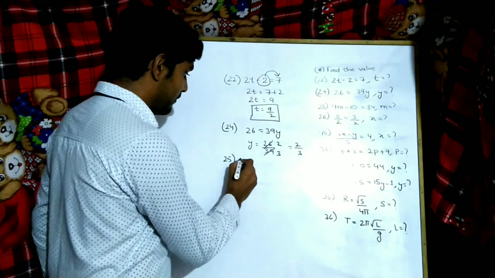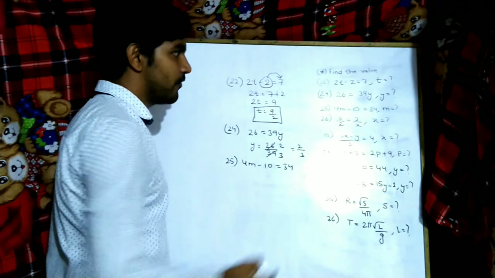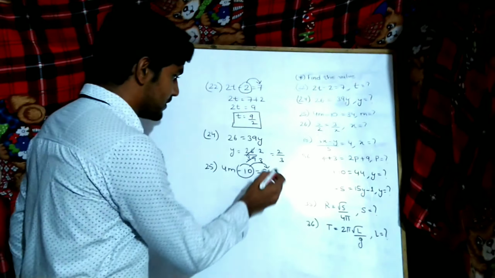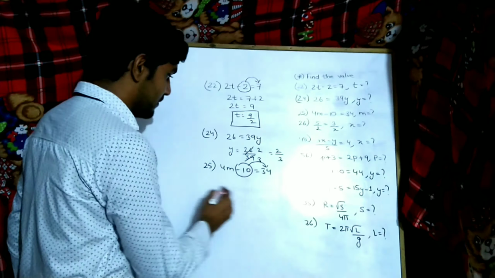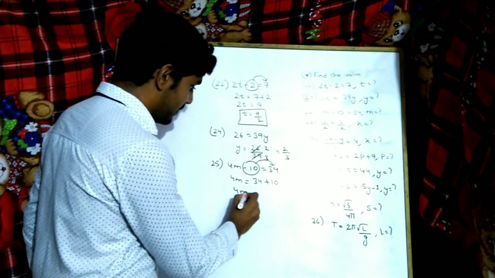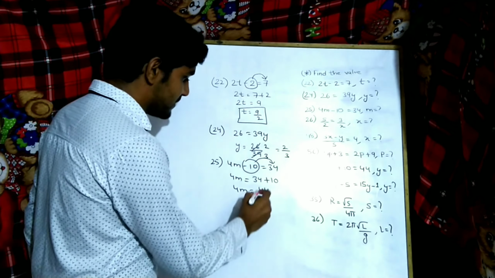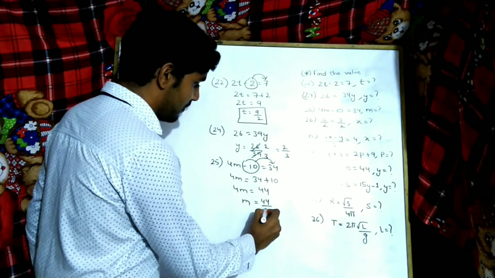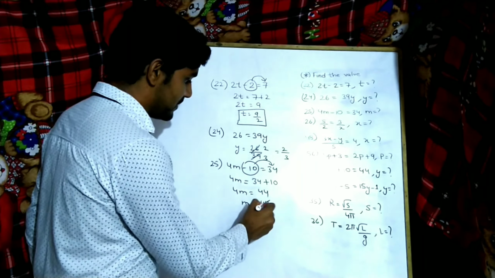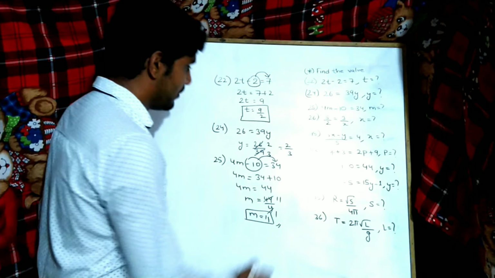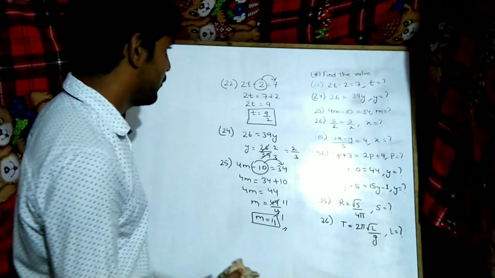Now let's go for the 25th. 4m minus 10 is equal to 34. Now we have to find the m value. So this minus goes to that side and becomes plus. So 4m is equal to 34 plus 10. So 4m is equal to 44. Now this multiplication goes to that side and becomes division. 44 by 4, one time is 4, this is 11 times. m is equal to 11. Clear? Now let's go for the next problem.